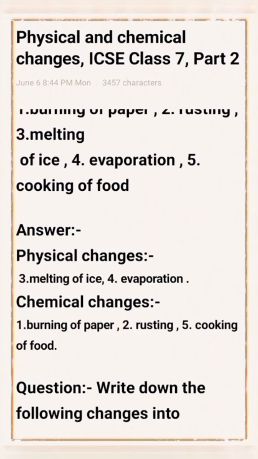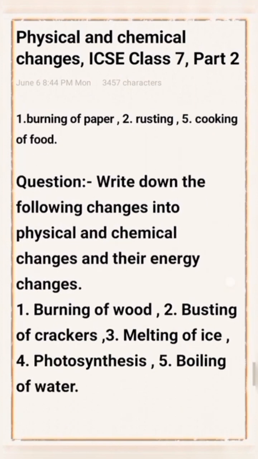Answer: physical changes 3 and 4, that is melting of ice and evaporation. Chemical changes 1, 2 and 5, that is burning of paper, rusting, and cooking of food are examples of chemical changes. Next question pattern.